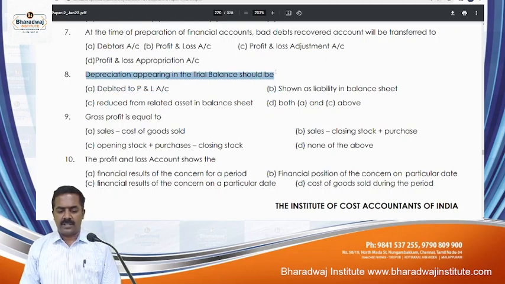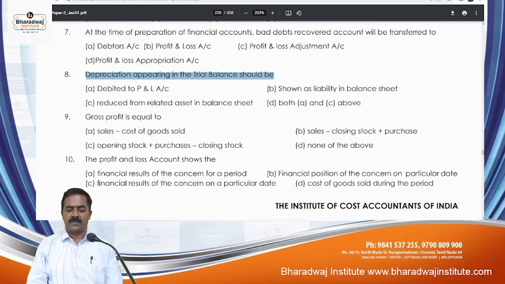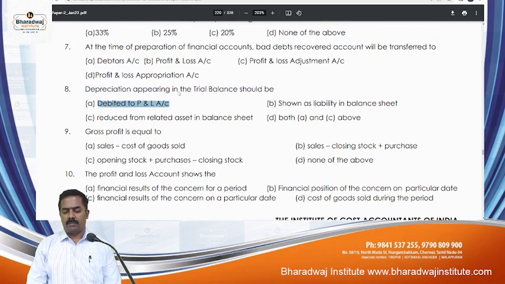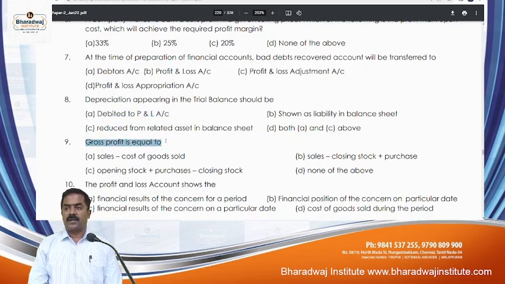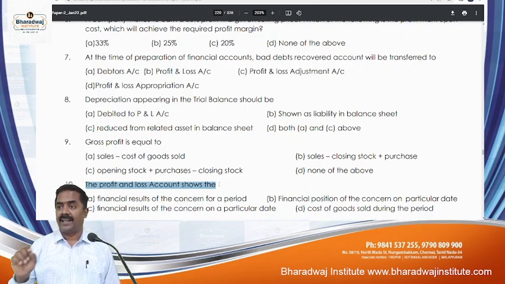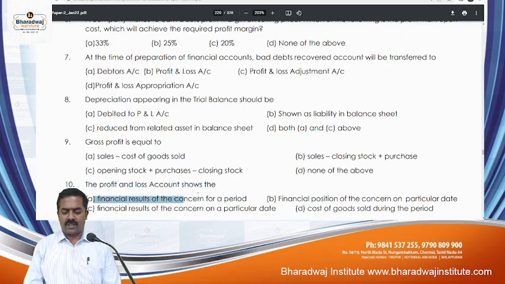Then depreciation appearing in the trial balance. Already depreciation is given in trial balance, means it will be debited to which account? P&L account. It will be debited to P&L account. Gross profit is equal to sales minus cost of goods sold. The P&L account shows... P&L account is prepared on a date or for a period? For a period. Balance sheet is prepared on a date. So P&L account shows financial results for a period. Answer is A.